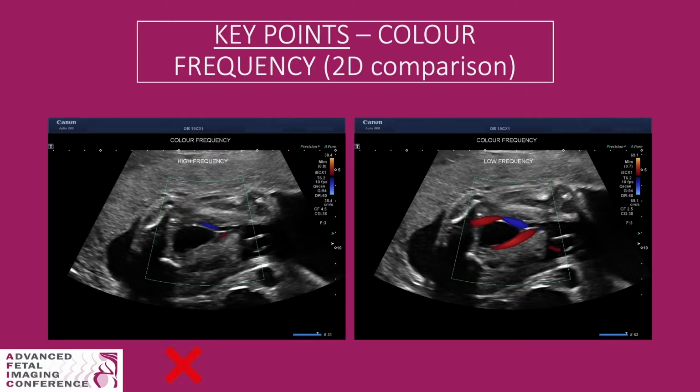So let's dive right into some visual examples. Both images of the umbilical arteries show the same depth, the same zoom, focus, and dynamic range. Also, the Qscan has been activated. The image on the left displays a high color frequency set at 4.5, which you can see on the right side of the image, while the image on the right shows a low color frequency. We have lowered it in this example to 2.5. What do you notice that's different?